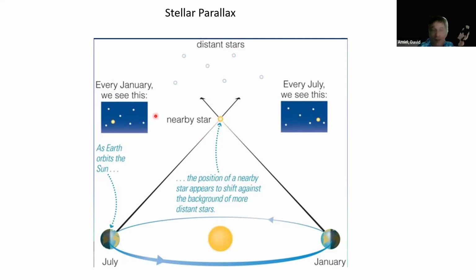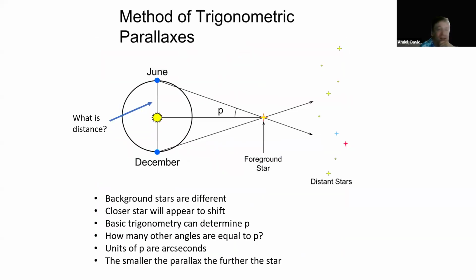They thought of this and they looked up at the stars in January and July. They knew how long it takes the Earth to go around once. And they saw nothing. They saw that the background stars looked the same. Any nearby star didn't show any shift at all. It looked to be in the same position. And they rejected the correct answer.